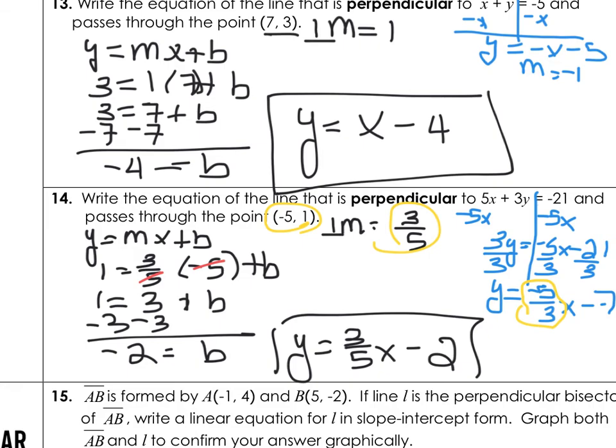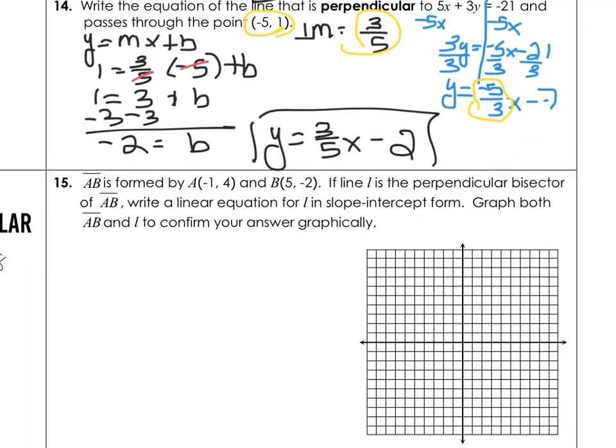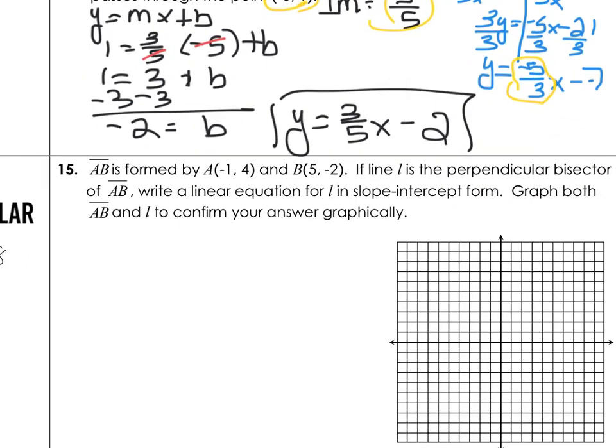Okay. All right, so we're going to take a look at this next one here. So with this one, it says AB is formed by -1/4. So let's plot it first. Here's A. And then 1, 2, 3, 4, 5, -2. Here's B. So, and if line L is perpendicular bisector to AB, write a linear equation for L in slope-intercept form. Graph both AB and L to confirm graphically.